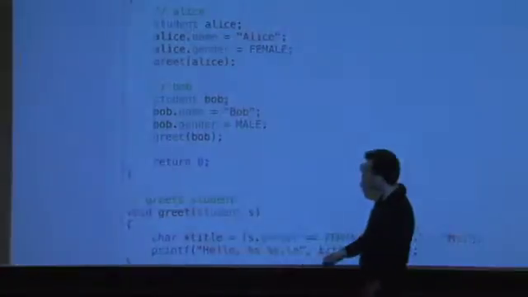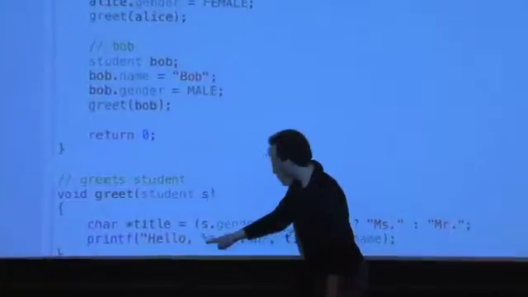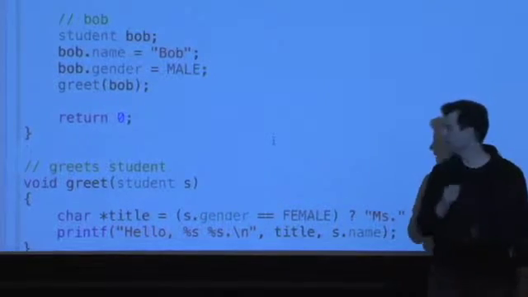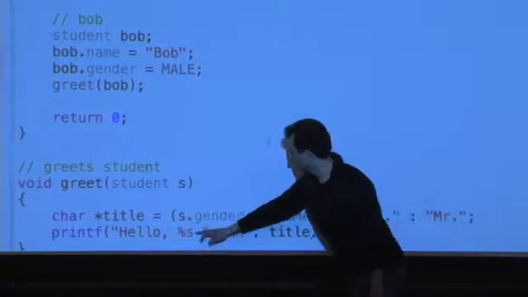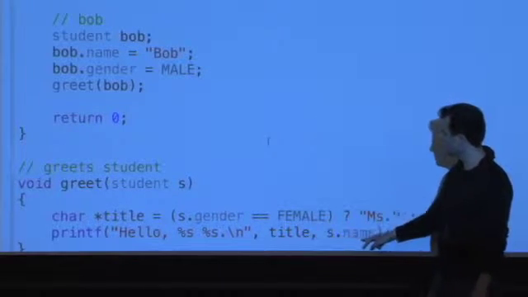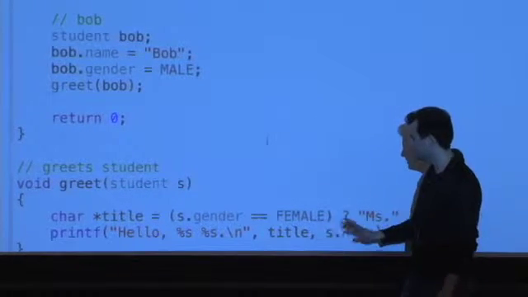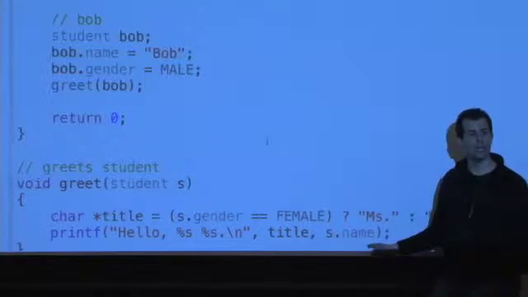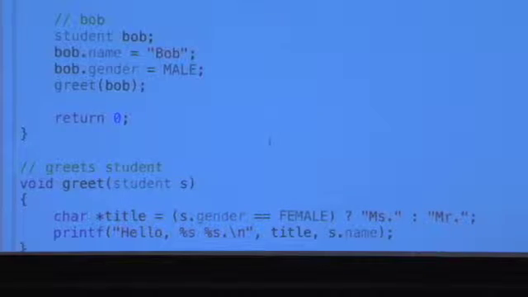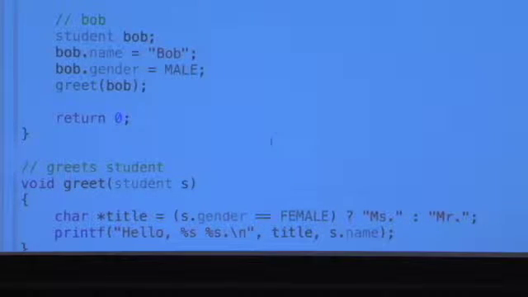But notice what I'm doing down here. I'm saying hello, comma, %s. Recall that %s is a placeholder for a string. Hello, string, \n. So the first string I'm printing is apparently title, whatever that is. Come back to that in a moment. And s.name. If I want to get inside a struct to get a field inside of it, s.name, s being the student, name being the char star field. So that's printing its name.